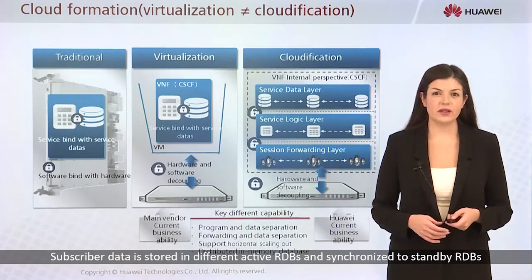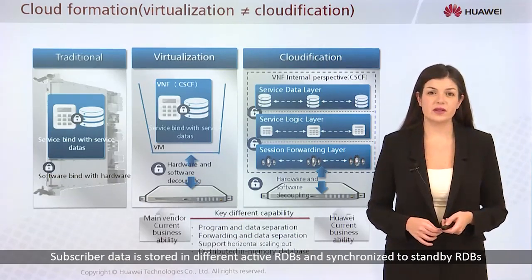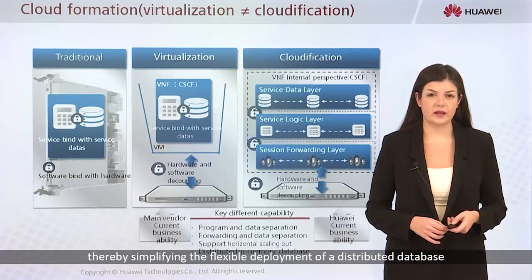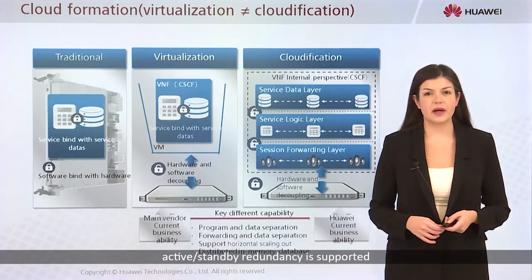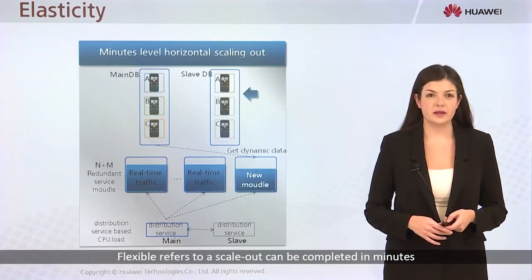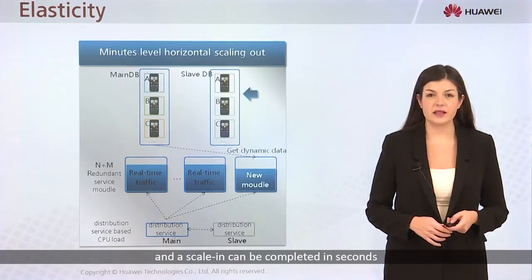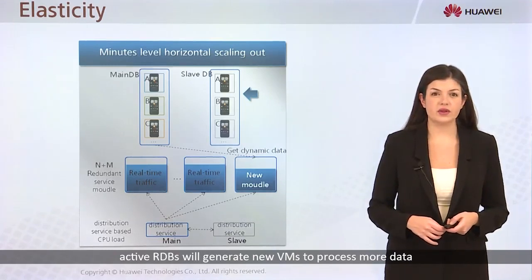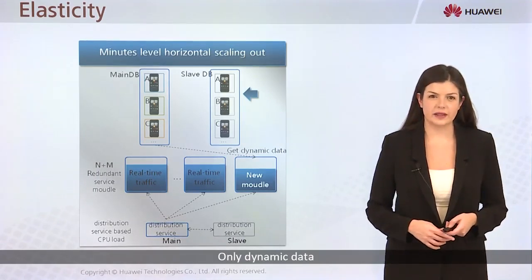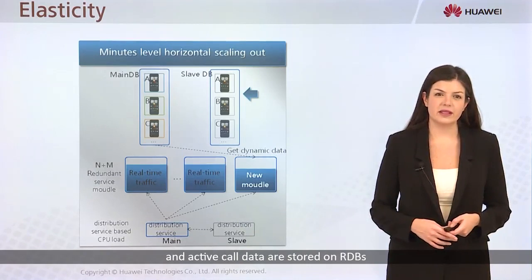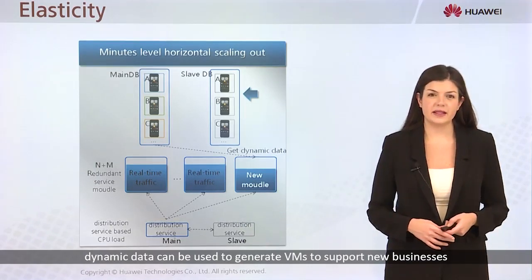Subscriber data is stored in different active RDBs and synchronized to standby RDBs, thereby simplifying the flexible deployment of a distributed database. In addition, active standby redundancy is supported. Flexible refers to a scale-out can be completed in minutes and the scale-in can be completed in seconds. When service traffic increases, active RDBs will generate new VMs to process more data. Only dynamic data, such as subscription, office direction, and active call data are stored on RDBs. Therefore, dynamic data can be used to generate VMs to support new businesses.